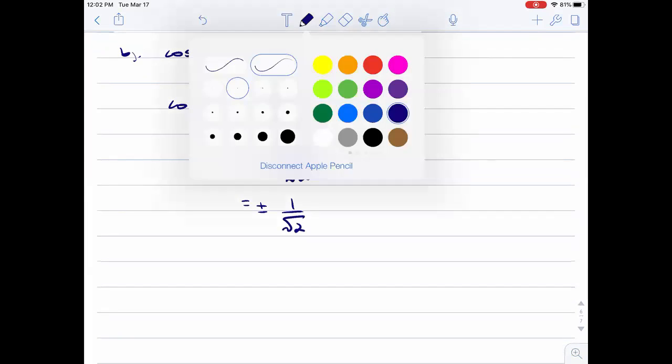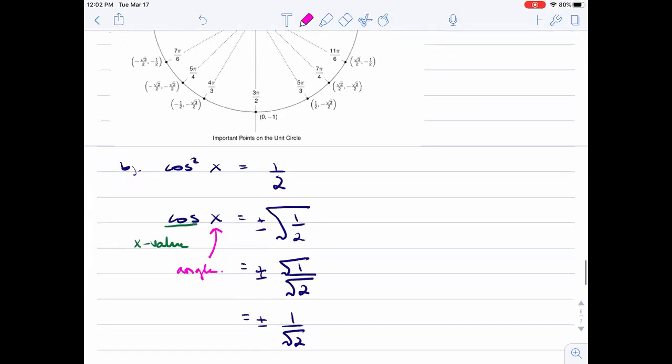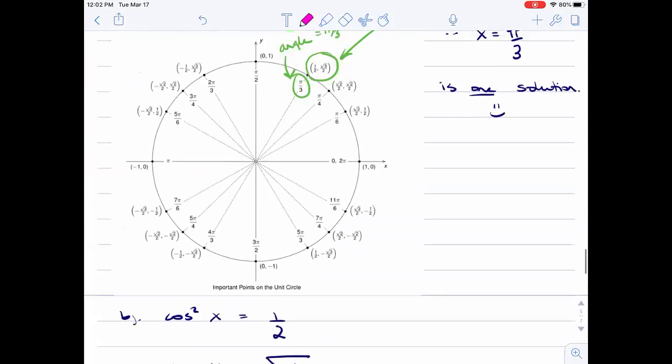Cos, remember, is the x value. And what's confusing now is that x is the angle, right? So cos is the x value. That's confusing. But if we go here and we need the x value to be plus or minus 1 over root 2.